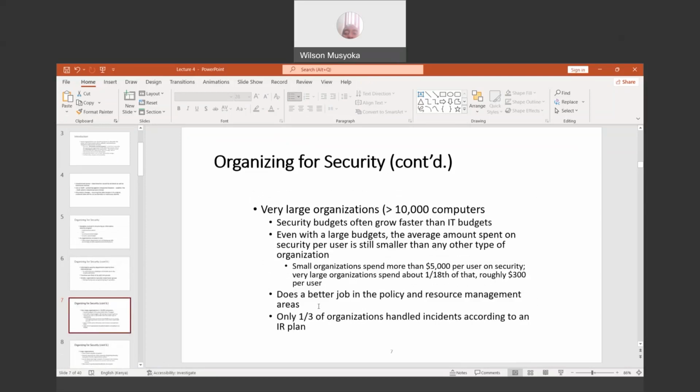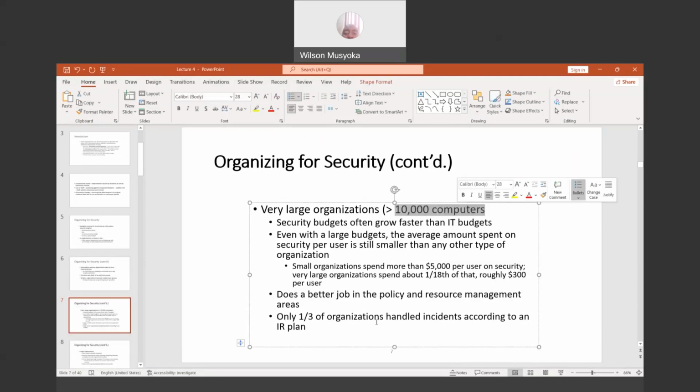Then if we are talking about very large organizations, and here we are looking at organizations that have like 10,000 computers and upward, then security budgets normally grow very fast, because for this number of computers, if it is the antivirus licenses, they are going to be many, and you will need to pay more. So that budget definitely has to grow very fast. And then even with those large budgets, the average amount that is spent is going to be smaller than any other type of organization.